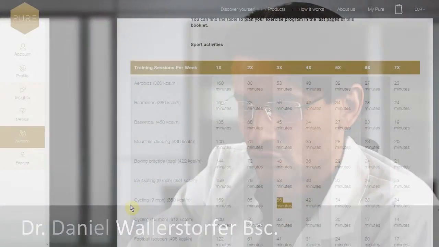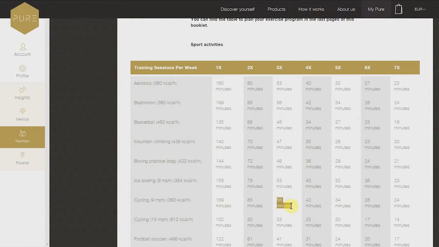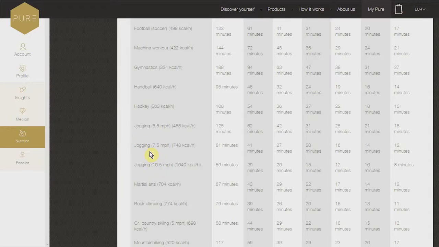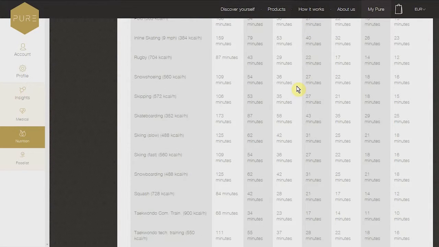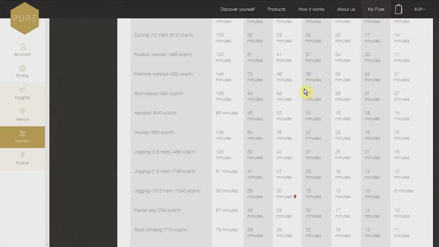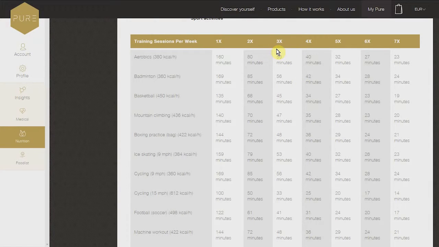Alternatively, you can say I just do 1 session of cycling at 56 minutes, then I also go jogging at 7.5 miles per hour for 27 minutes. You stay in the same column. And you want to do a session of squash with a friend of yours for half an hour. And since you now did 3 sessions in the 3 times column, this will ensure that overall you're burning the right amount of calories, you're doing the right amount of exercise to really reach your goals.